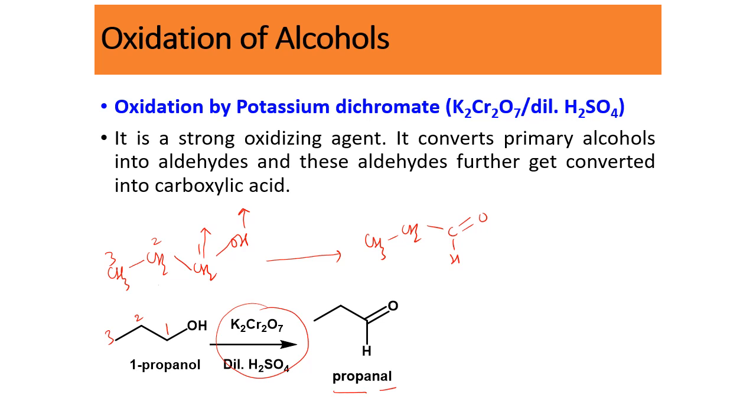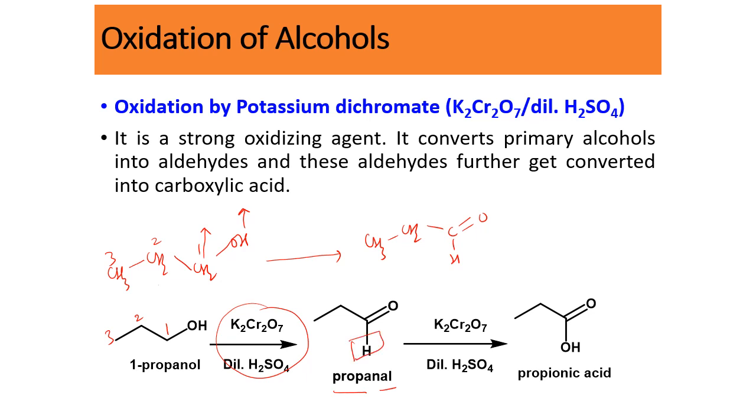As I told you, further oxidation may occur, and then this aldehyde, that is propanal, will get converted into acid, and you can see the difference here, that is H is now in the form of OH. So this is a carboxylic acid group, COOH, and the compound is an acid, propionic acid. Okay, so in this way we can complete the oxidation of primary alcohol with the help of potassium dichromate in acidic condition.